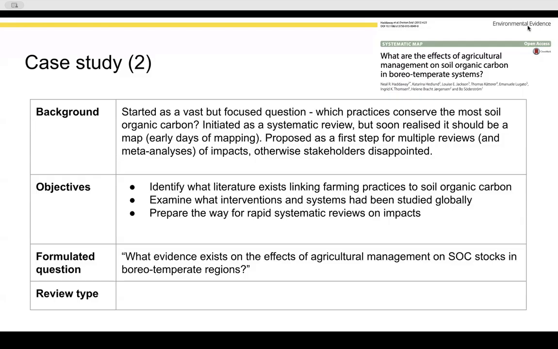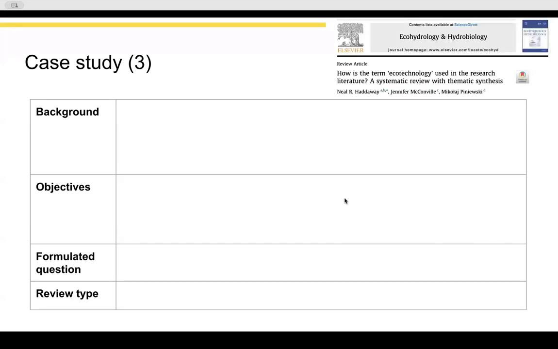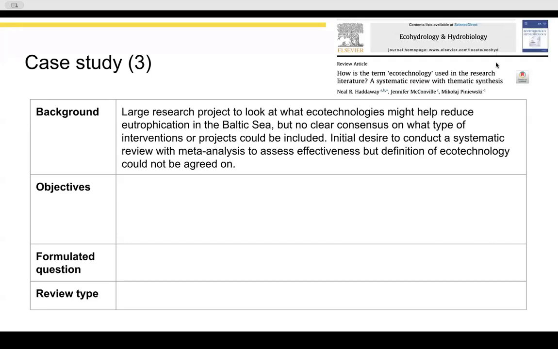So the question, which was a mapping one, was what evidence exists on the effects of agricultural management on soil organic carbon stocks in boreal temperate regions? So the intervention, agricultural management, soil organic carbon stocks is the outcome, and boreal temperate regions is the population there. And as I said, this was a map followed by reviews. This one is an example of a review that I think we did in 6 weeks.